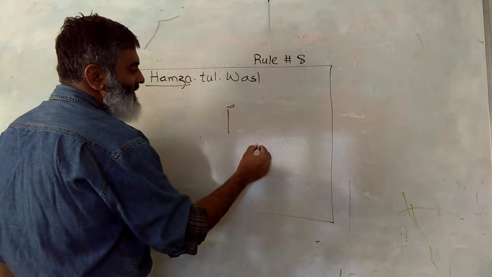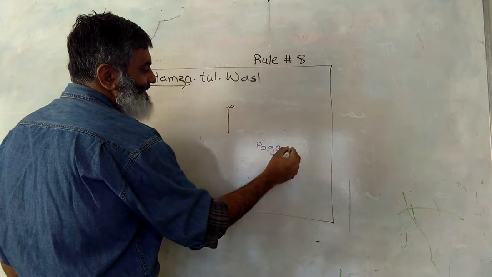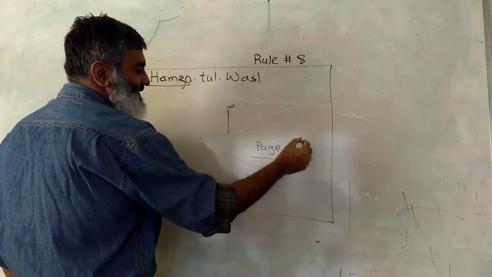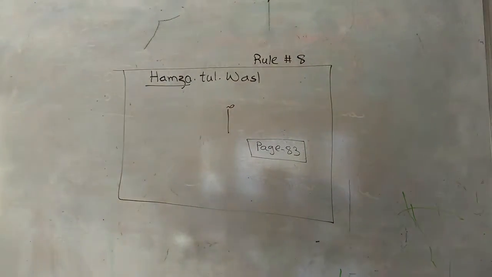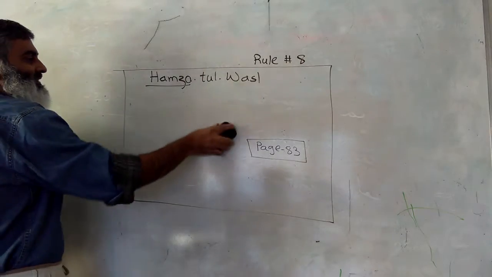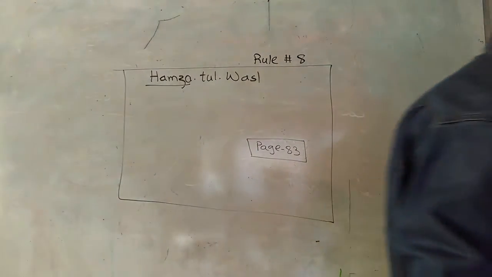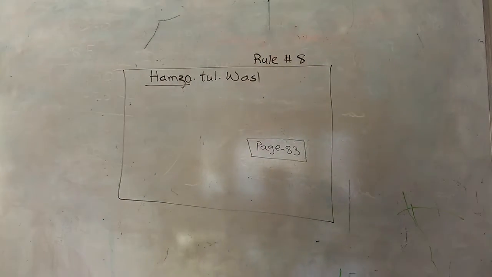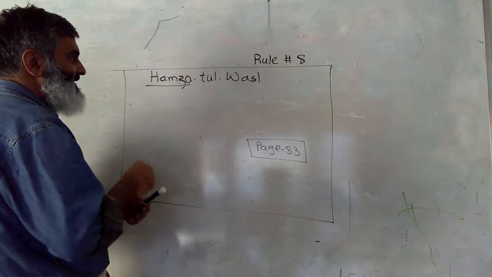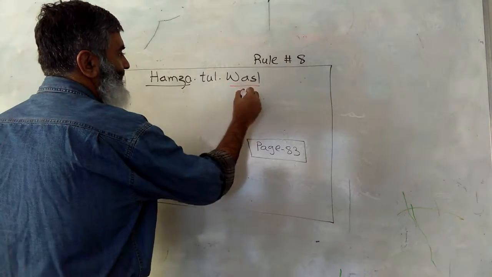In your white book, page 83 discusses this concept in a lot of detail with many exceptions. So the main concept is about skipping this Alif and joining the previous letter with the letter after. This is why it is called Hamzatul Wasl or Hamza of Wasl, joining. Wasl literally means joining.